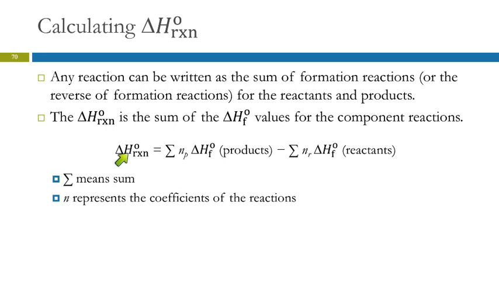We can also just say, well, the standard heat of reaction is going to be the heats of formation for the products. If they've got a coefficient, you have to multiply it by the coefficient. So that's going to be forward direction. And then we're going to take the heats of formation of the reactants, and we're subtracting here because we change the sign when we take those things apart. This capital sigma just means the sum. So the sum of that for each product minus the sum of this for each reactant. And n is just representing the coefficients that are in the reactions.